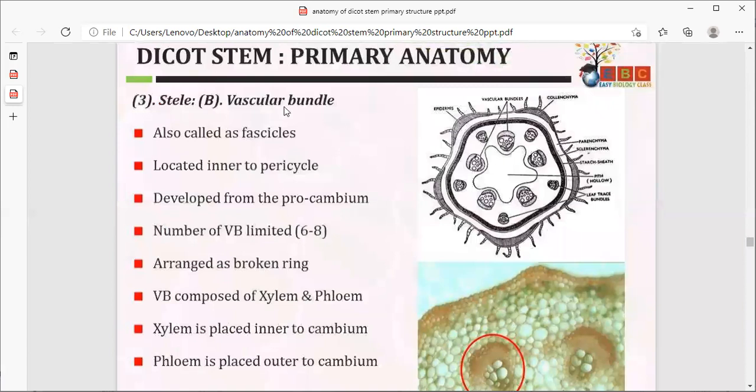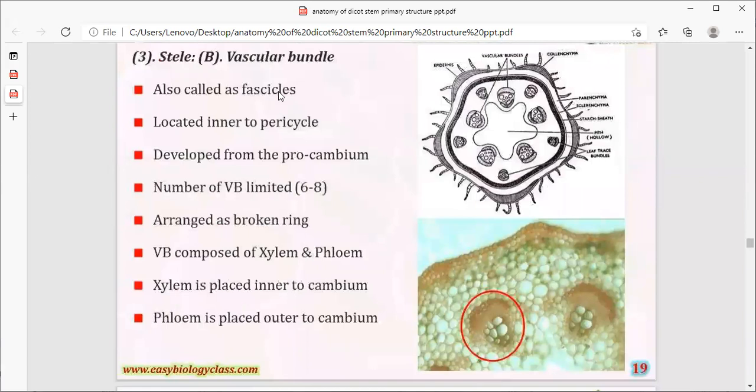Next we see vascular bundles. These are called fascicles. These are vascular bundles. This is the diagrammatic view, and this is the slide view. In the diagrammatic view, there is a sketch we have created. So these all are the vascular bundles, and these are in the slide here.